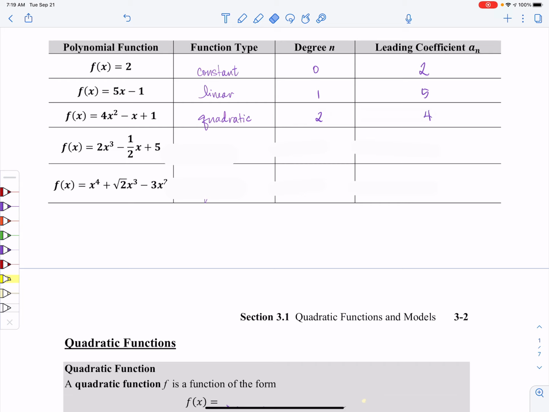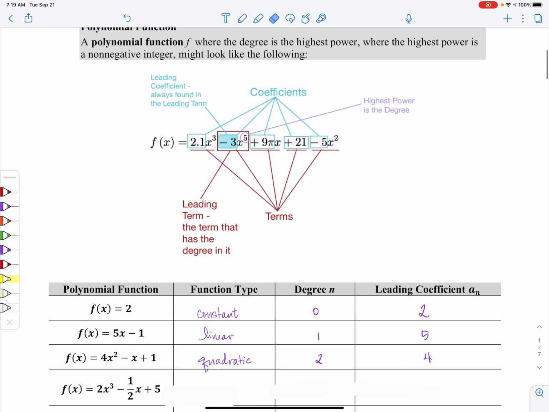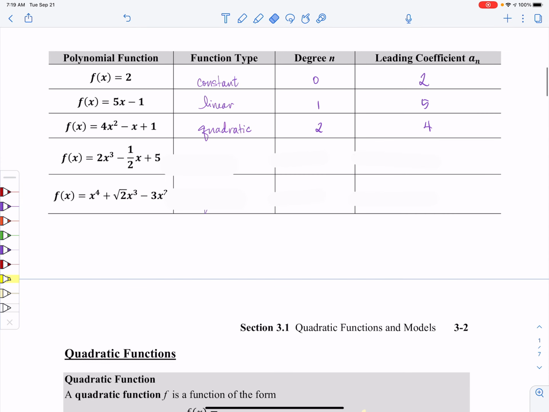Now I want to stop right here and point out that not every single time does the leading coefficient happen to come first. If you go back to the example, the leading coefficient was not written first. That was because I chose to write it in a way that isn't normal, but just understand that the leading coefficient isn't always necessarily written first. You need to go to the term that has the degree in it to find that leading coefficient.